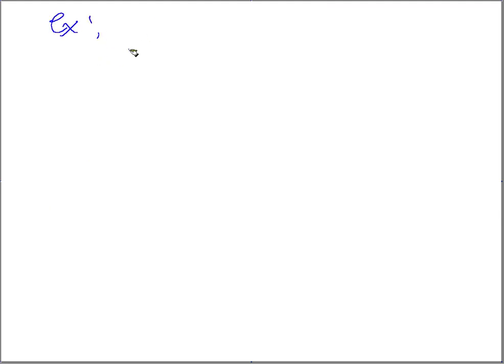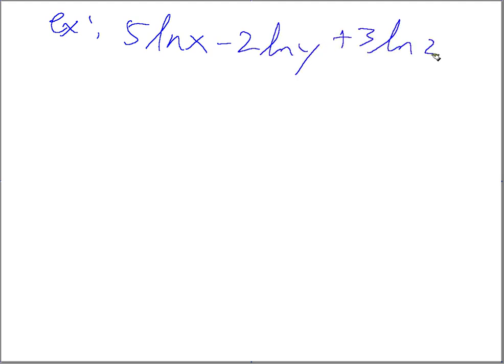How about this one? Let's take a look at 5 ln x minus 2 ln y plus 3 ln z. All right, let's go and try that one. Then how do you write this as one log? Contract it as one log. Write as one logarithm. All right, as one ln, that is.